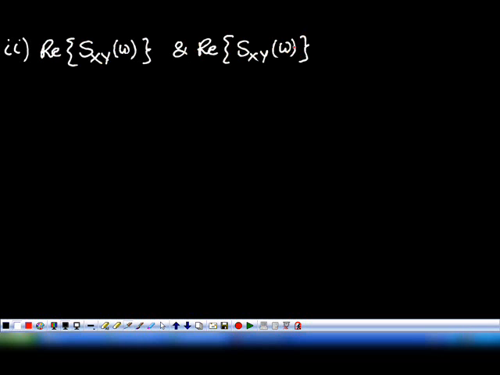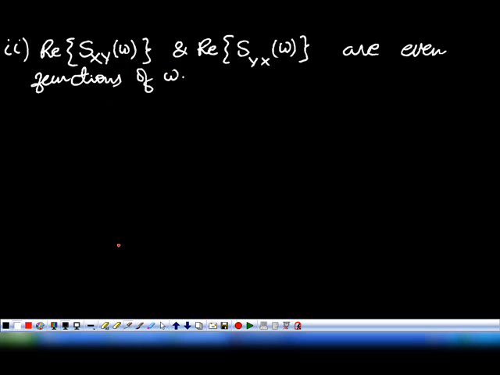Another important property is that the real part of Sxy of omega and the real part of Syx of omega are even functions of omega.